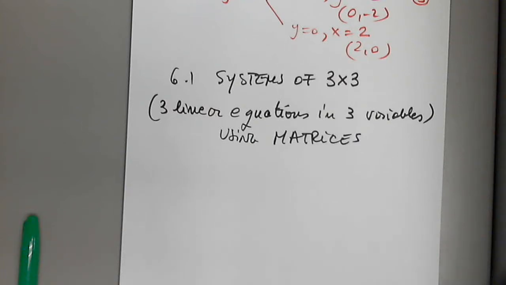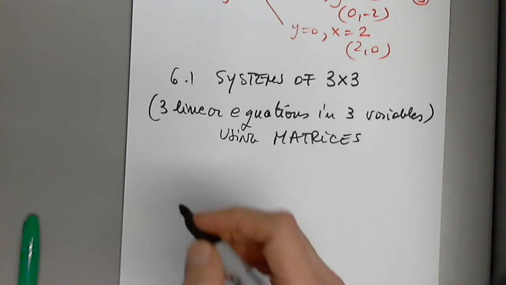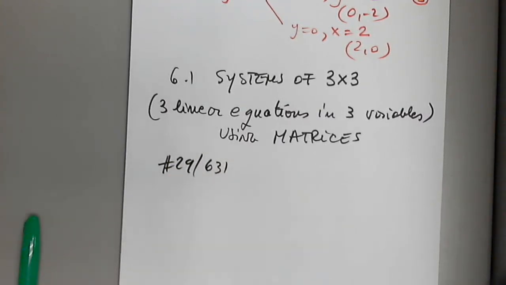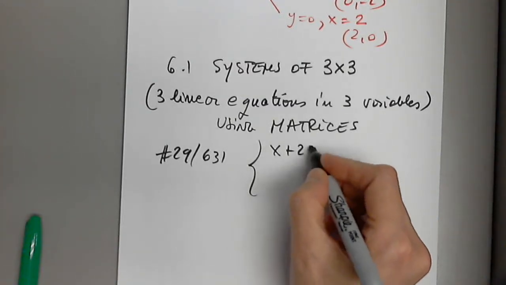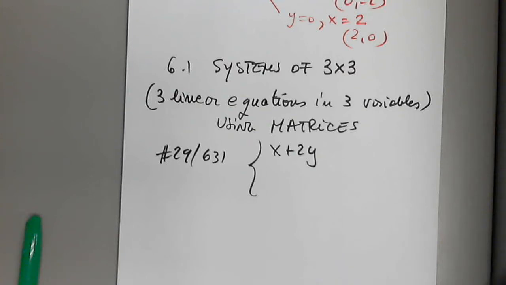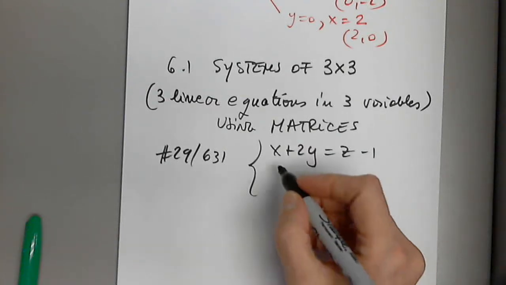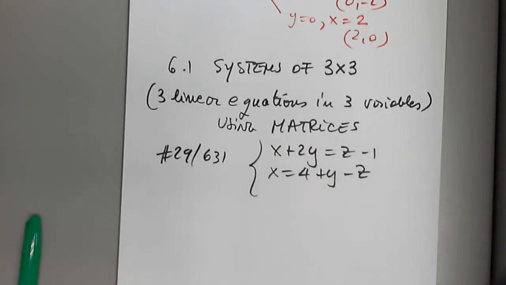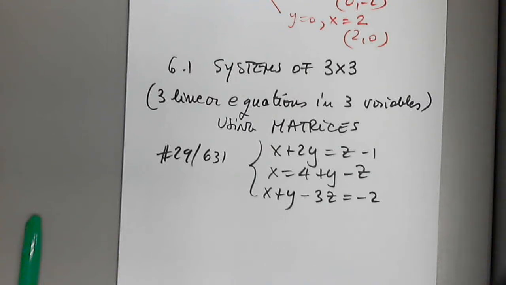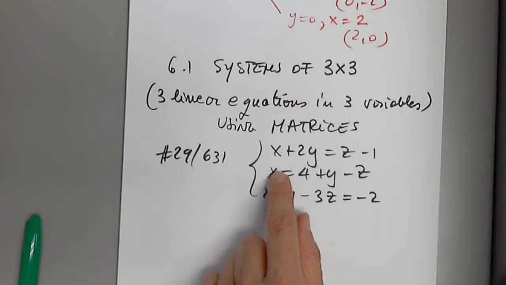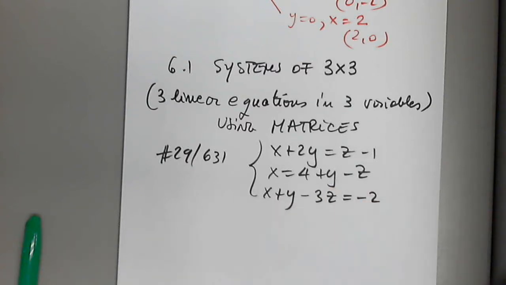Okay, so let's say number 29 on page 631. After we do the first two problems, you can choose the next one. So 29. x plus 2y equals z minus 1. x equals 4 plus y minus z. Let me check. Yes, 4 plus y minus z. And the last one is x plus y minus 3z equals negative 2. I'm checking now because sometimes I copy from all sorts. Okay, I think I copied it correctly. Yes, it appears that it's correct.